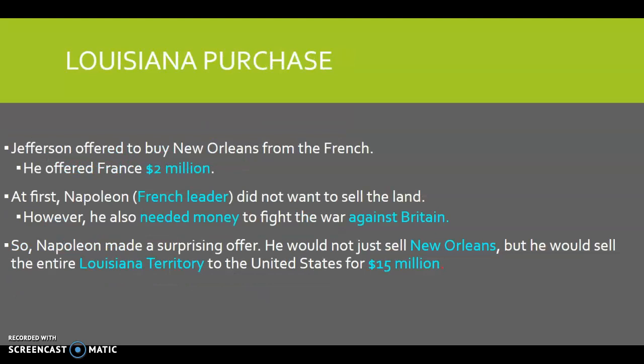Louisiana Purchase. Jefferson offered to buy New Orleans from the French. He offered France $2 million. At first, Napoleon, who was the leader of France, a dictator really, didn't want to sell the land. However, he also needed money to fight the war against Britain.